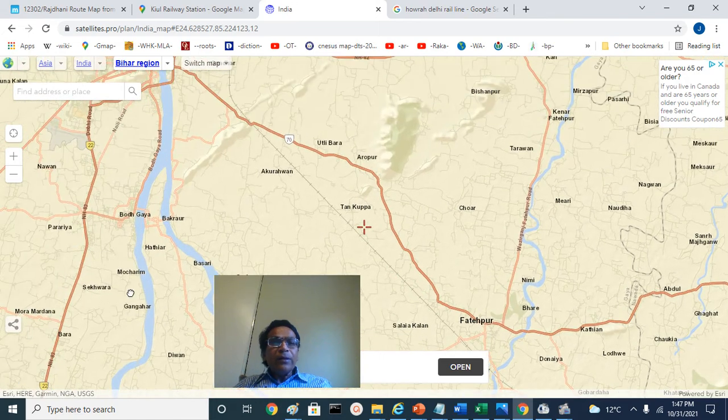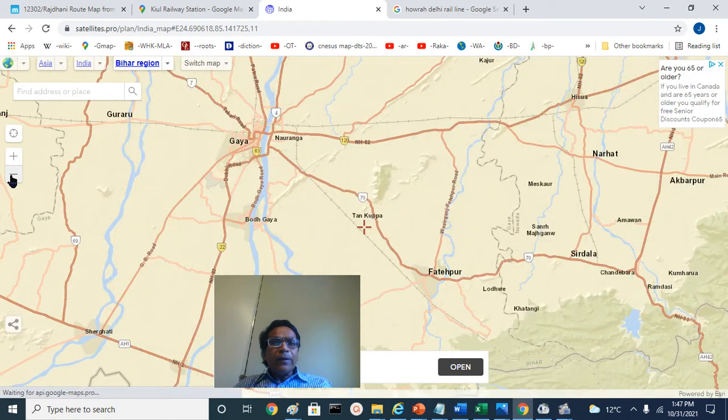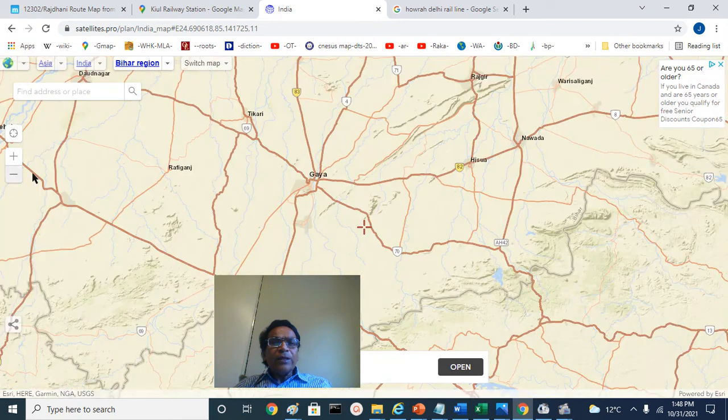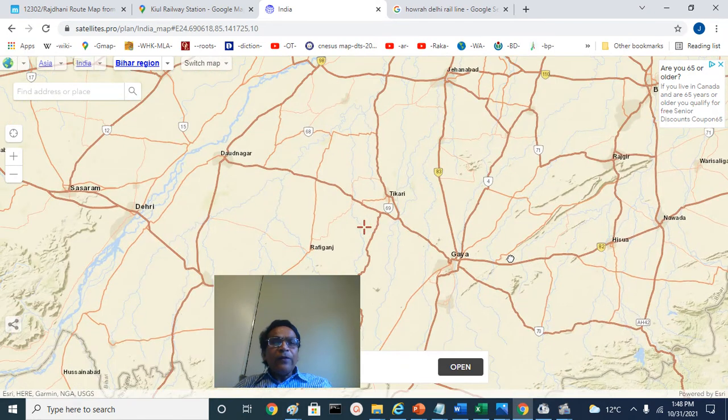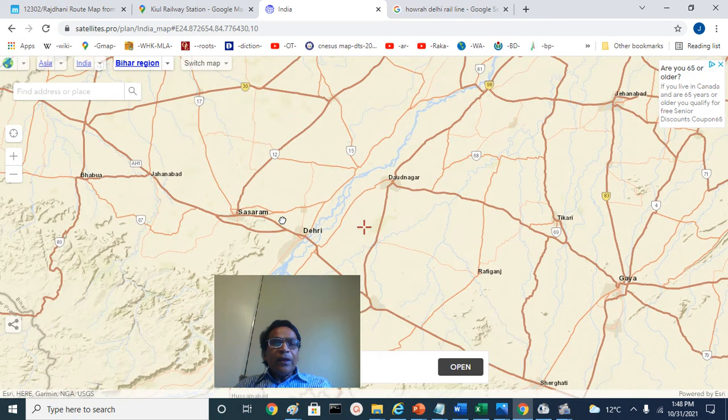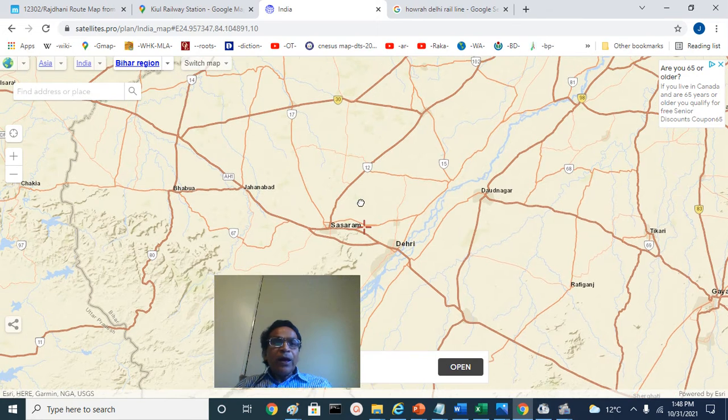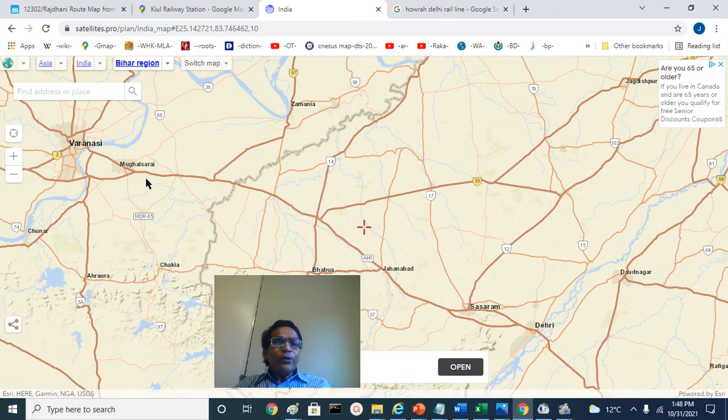Anyway, yeah, we are in Gaya. The sacred city goes to Gaya, and from Gaya it goes to Rafiganj and Dehri, then goes to Sasaram. This is the Son river, Sonpar plains. This is the Mirzapur mountains. South you see the Kaimur mountains, and finally it goes to Mughalsarai.